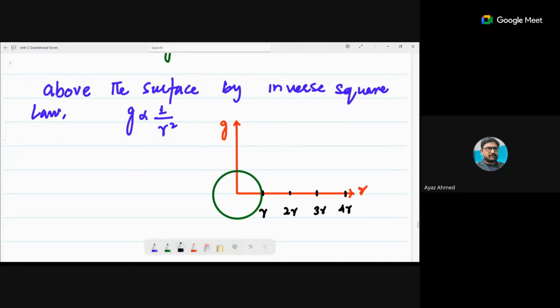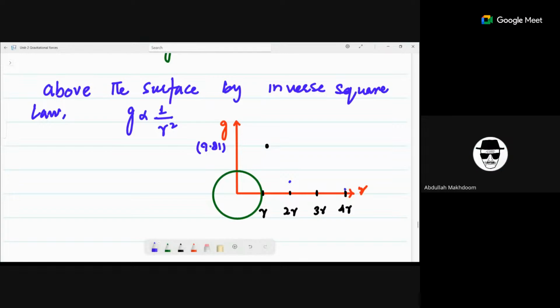So g is highest or maximum at the surface of the planet. So let's say for this planet, g is this much. For example, if we talk about Earth, suppose it is 9.81 here, or let's say it is 10 here. Now, as I move to double the distance, g would be reduced to 1/4. 1/4 is coming here at this point, is it?